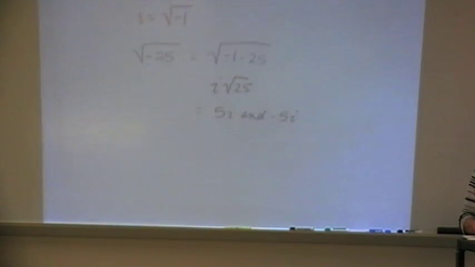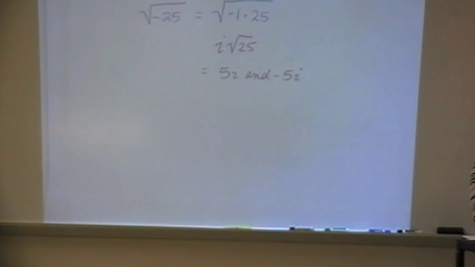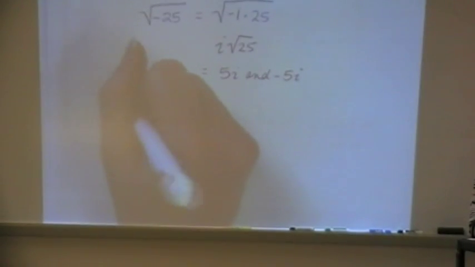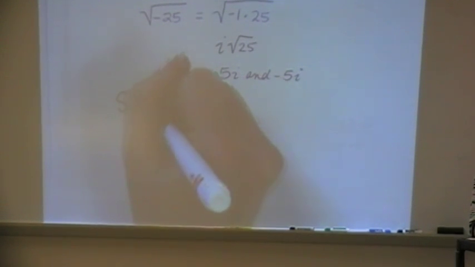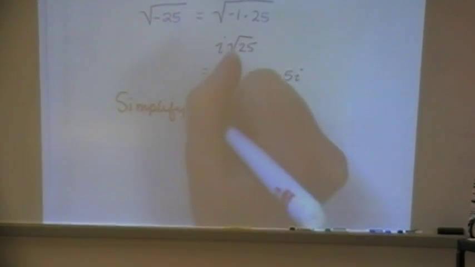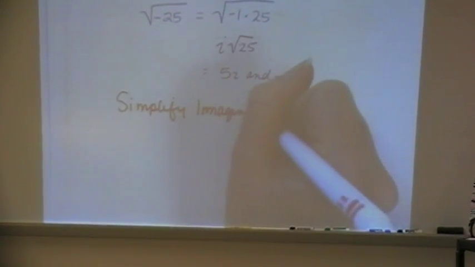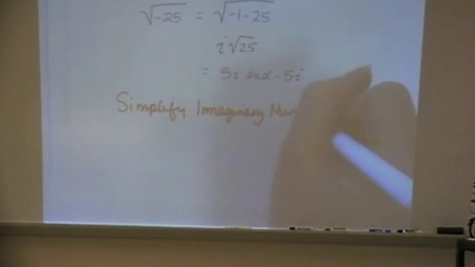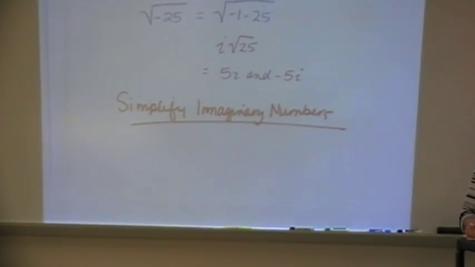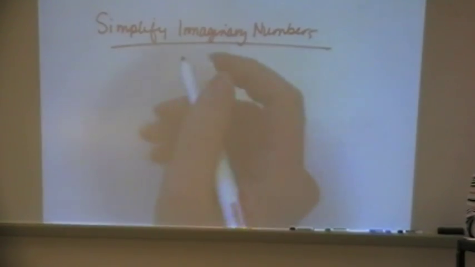Okay, so all of that should just be a reminder to you. So let's do one that's not a perfect square. Let's simplify. Simplifying imaginary numbers, if they're not perfect squares, the process is still the same.